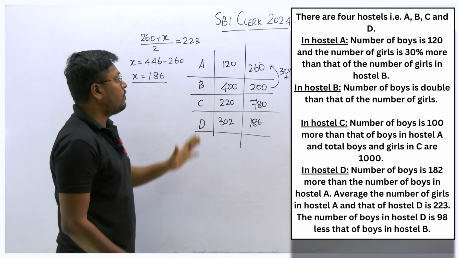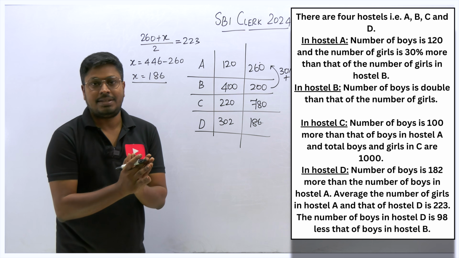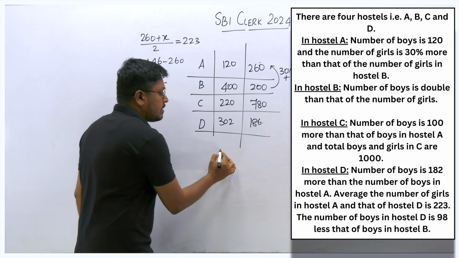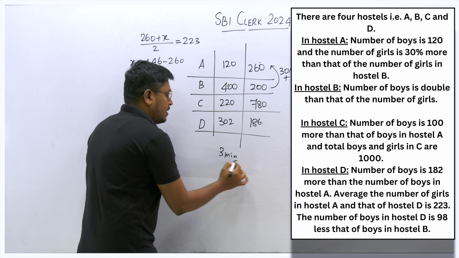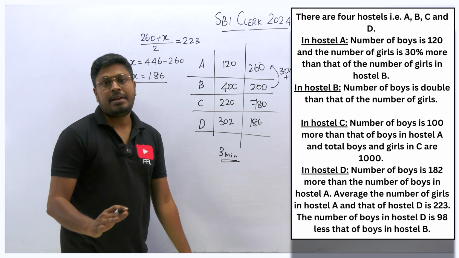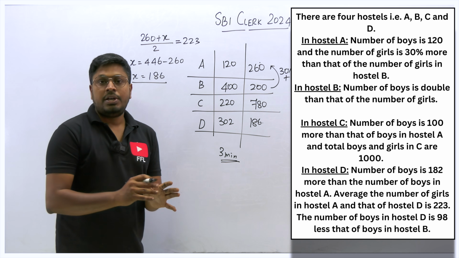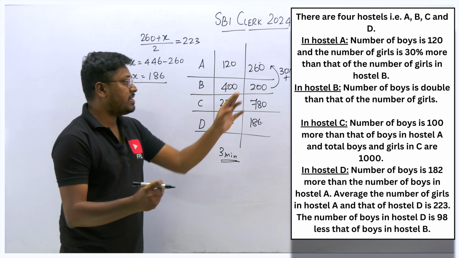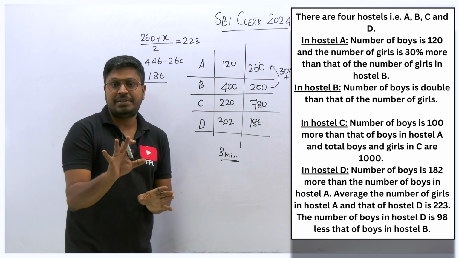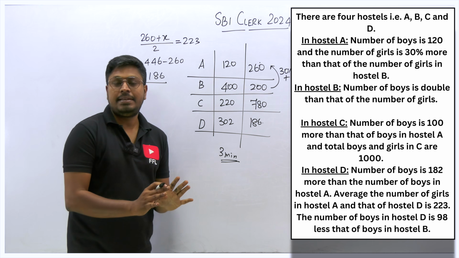So finally, we found all the boys and all the girls in all 4 hostels. That's it. So this alone definitely takes you 3 minutes to solve, right? So 3 minutes is a definite time if you are a beginner or an intermediate student. So now this is not the final answer. You have to solve all the 5 questions under this passage. Those 5 questions will be easy. Usually all those 5 questions will be easy. Sometimes this alone might take time. So that's the reason I am saying this.